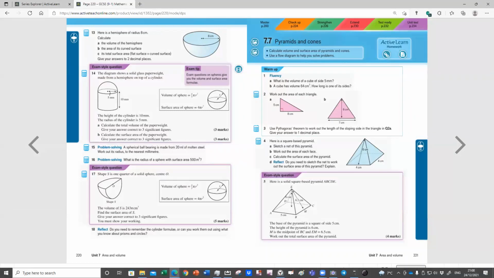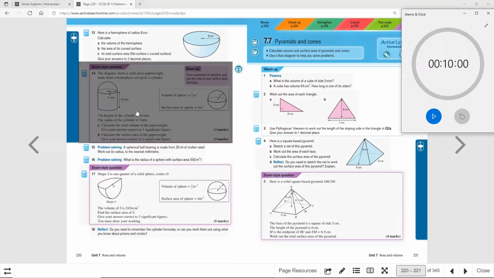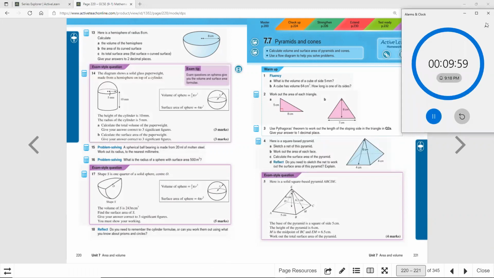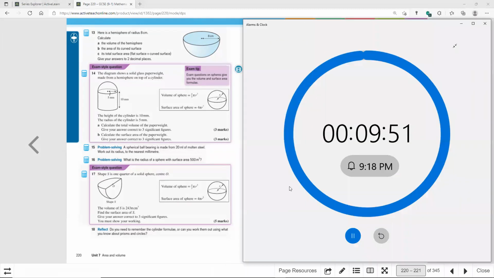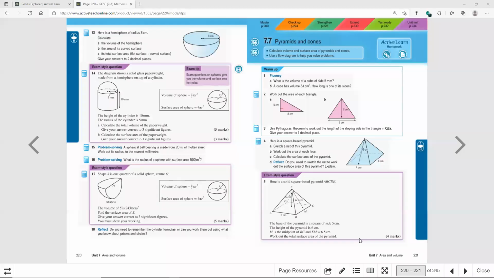Where's my timer gone? Break time. Wee. I think those comments were numbered.